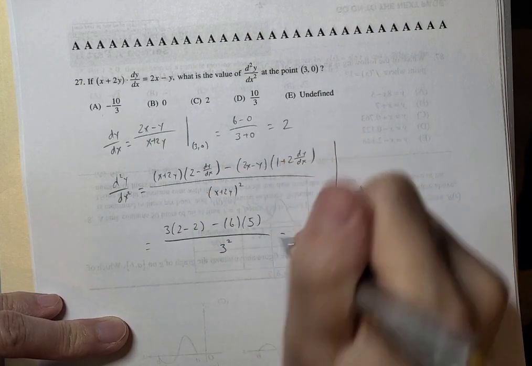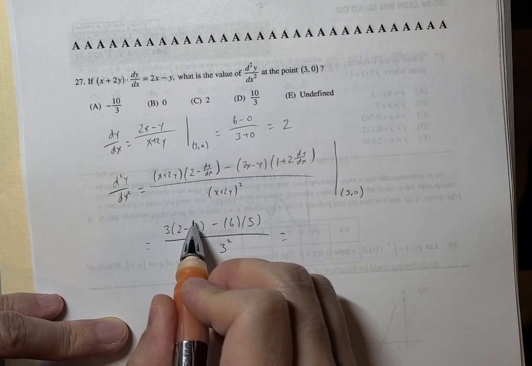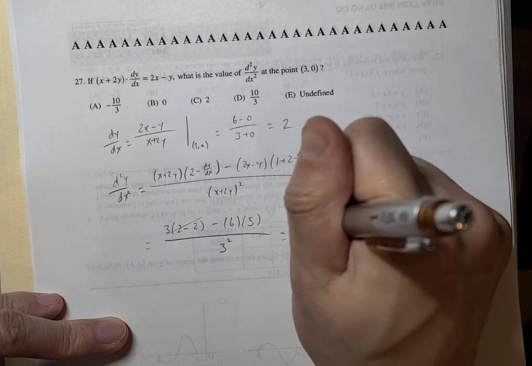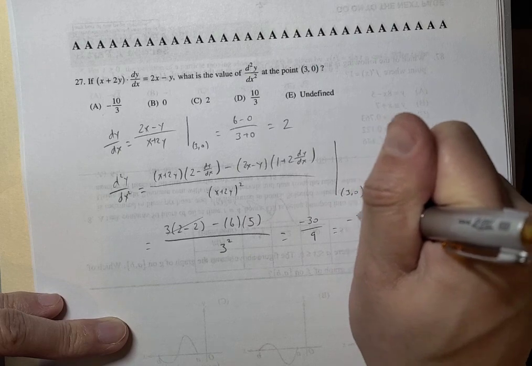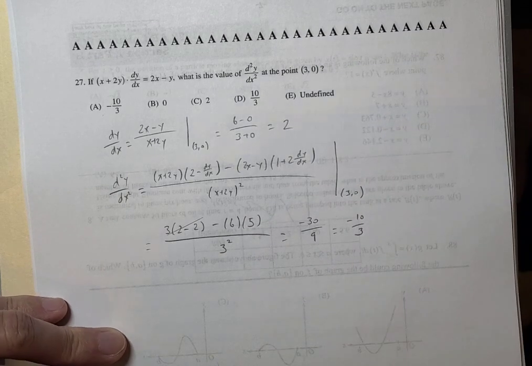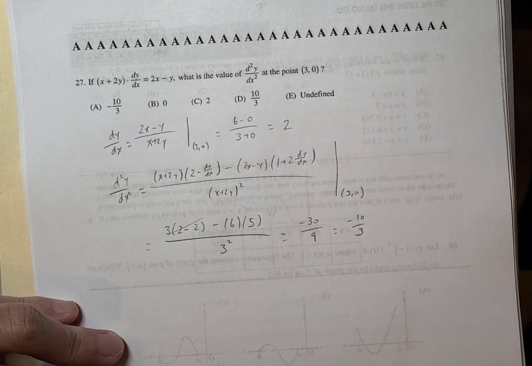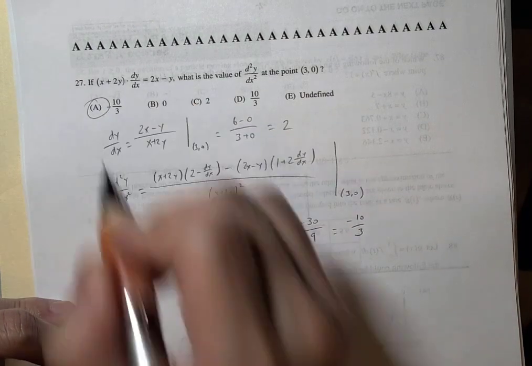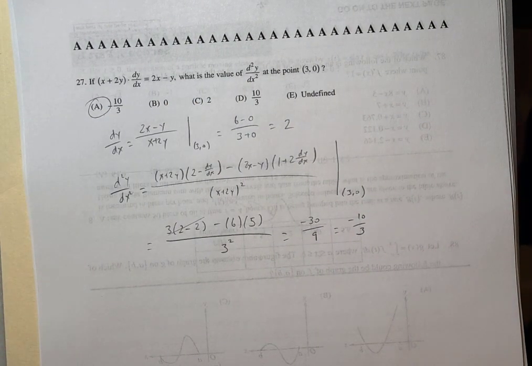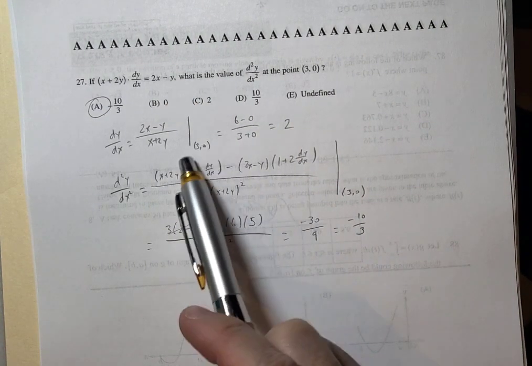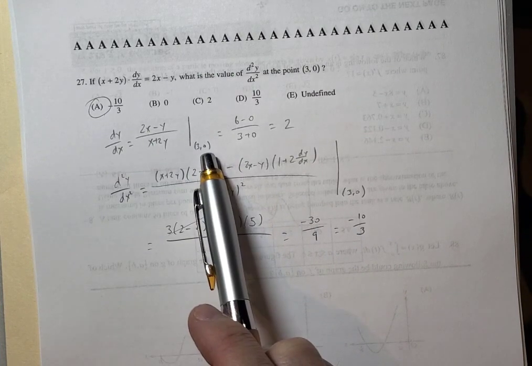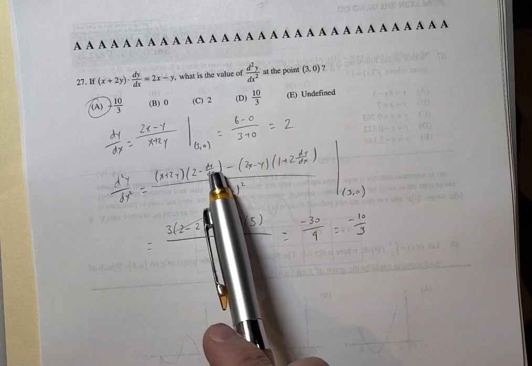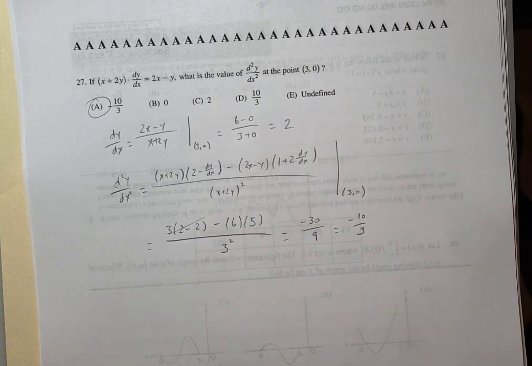Okay, so what do we get? Well, this term looks like it goes to 0. So we get minus 30 over 9, which is minus 10 over 3. That's answer A. Okay, that's how we do this one. So the trick here was we had to plug in (3, 0). And that helped us solve the second derivative because there were terms that were dy/dx.